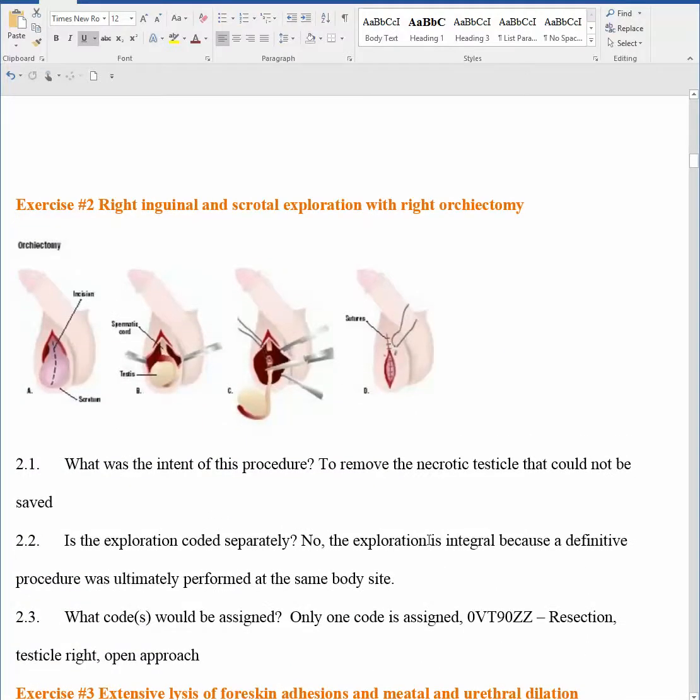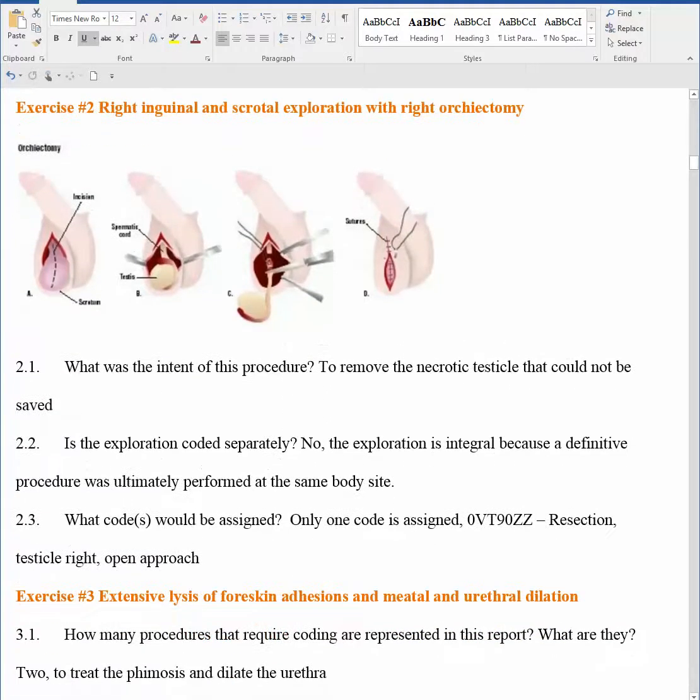Moving on to exercise 2. This patient has a testicular torsion. The procedure performed is a right inguinal and scrotal exploration with a right orchiectomy. What is the intention or the objective of this procedure? To remove the patient's necrotic testicle that could not be saved.